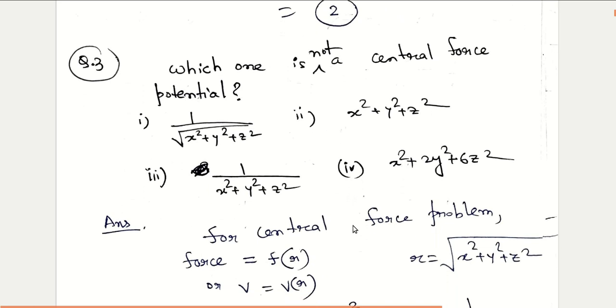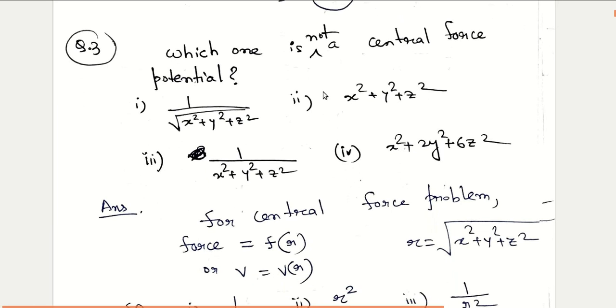Now the third question was: which one is not a central force potential. The options are: 1 by root over x square plus y square plus z square; second option, x square plus y square plus z square; third option, 1 by x square plus y square plus z square; and fourth option, x square plus 2y square plus 6z square.